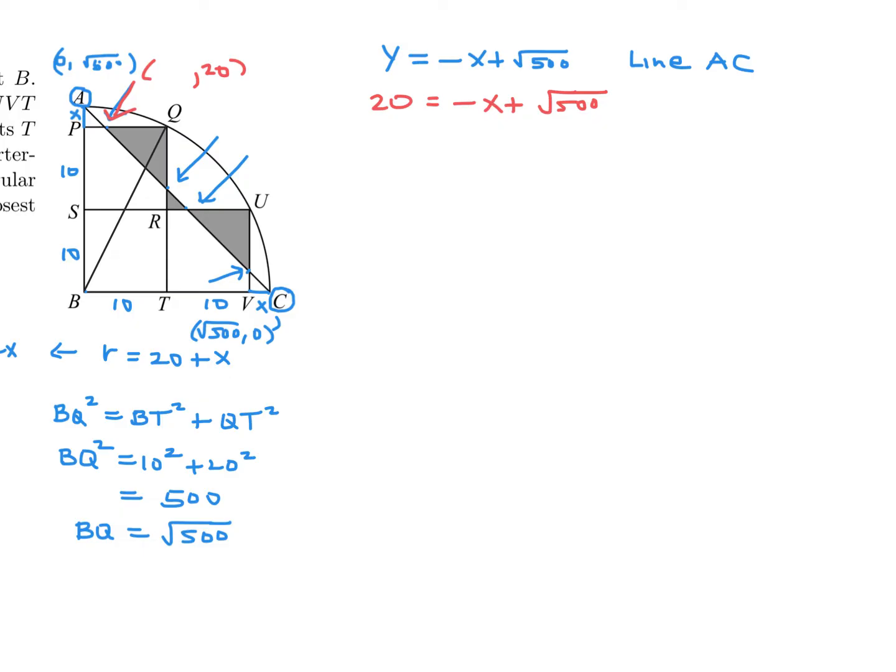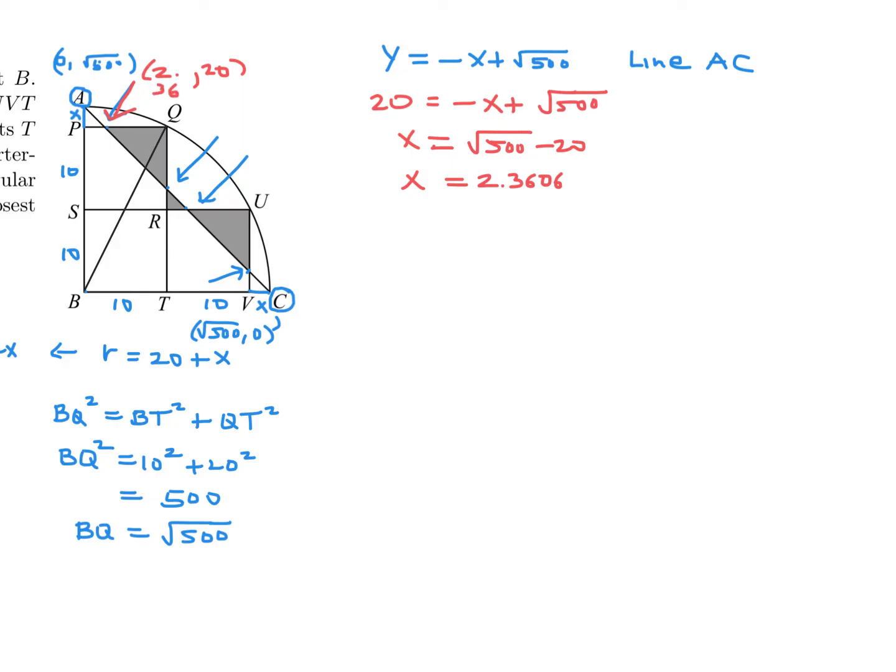20 is equal to, yeah, so x would be root 500 minus 20. And then when you do this math, you can use your calculator, of course. That will give a value of 2.36. That's the same as I got before. So let's just squeeze that in there, 2.36.